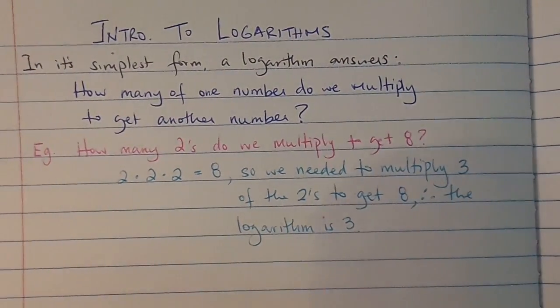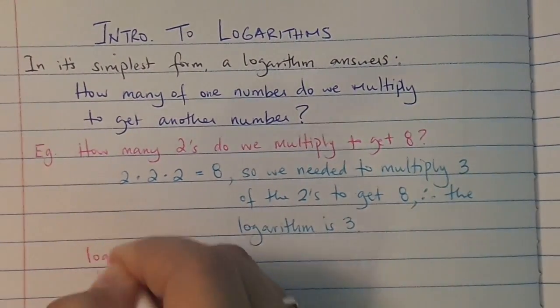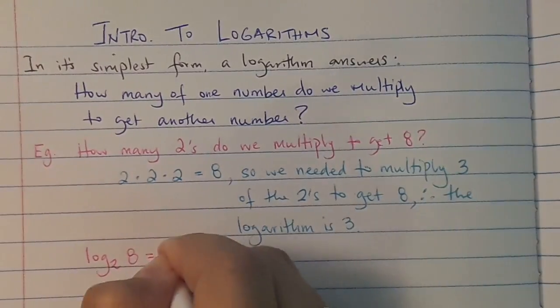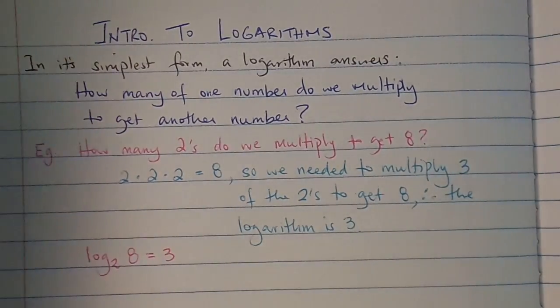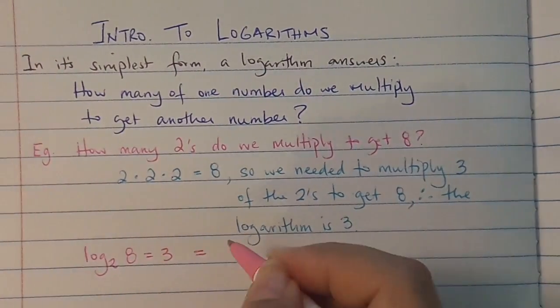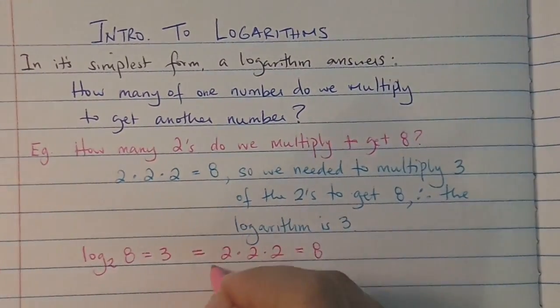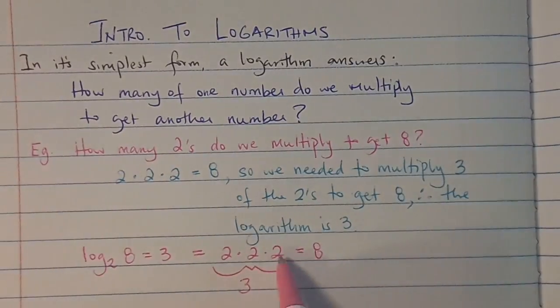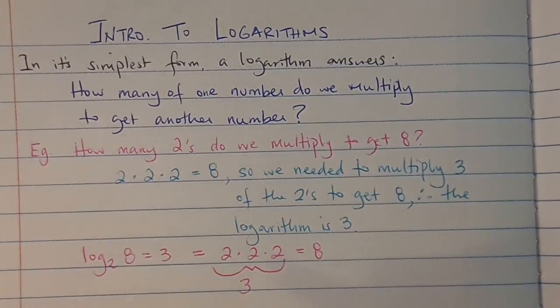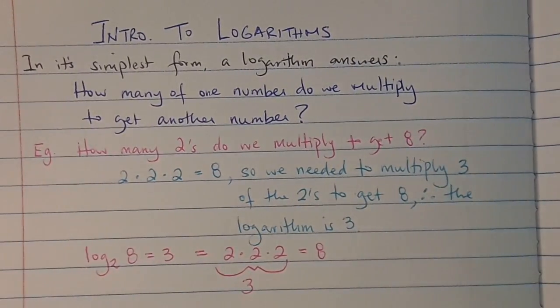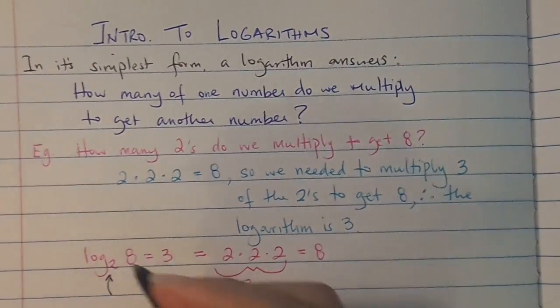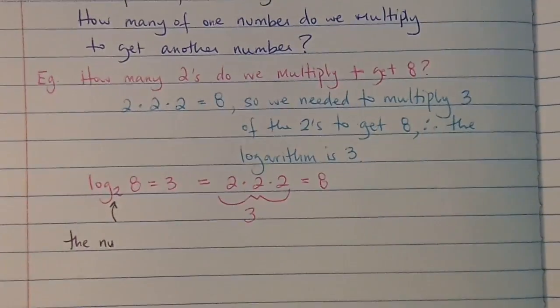Alright, so we can write it this way. Log of the base 2 of 8 is equal to 3. And that means exactly 2 times 2 times 2 is 8, where the number of 2's is the logarithm. Right, so that base of 2, the number we're multiplying by itself, is called the base.